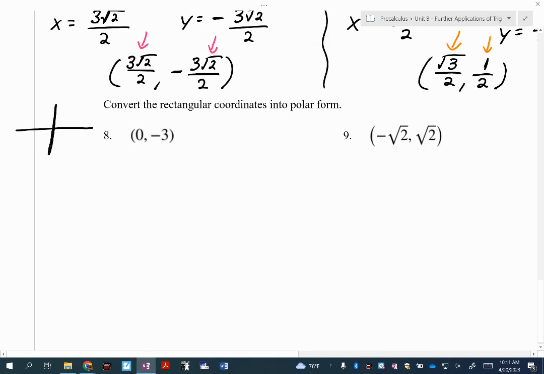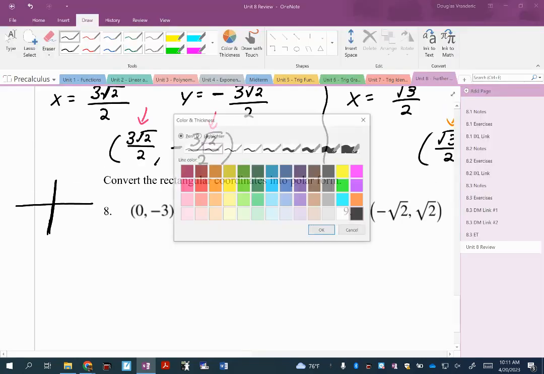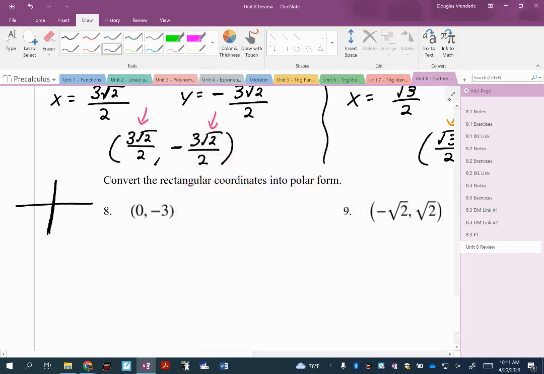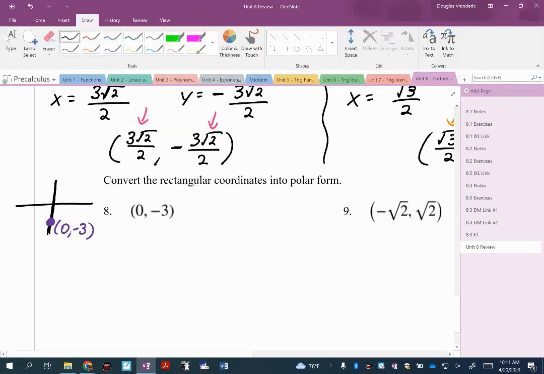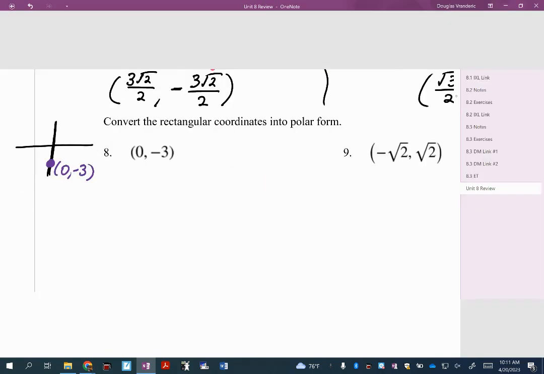Right, this is (0, -3). I'll use purple for this one. (0, -3) is going to be down here. So you can probably find this if you want without showing all of your work, but I'm going to show you all the work.